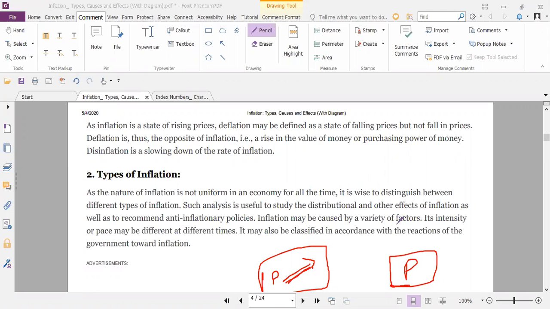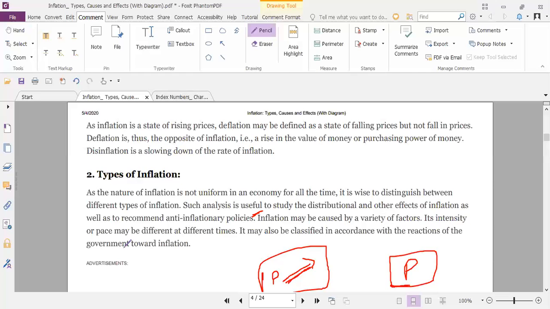Then inflation may be caused by variety of factors. So it can be a variety of factors. There are many different factors which are leading to inflation. Okay, its intensity. So this thing you will see in causes of inflation. Okay, so I will also give you a brief idea about this causes. I'll tell you all causes in brief, though it is not much required, but I'll tell you all about this.